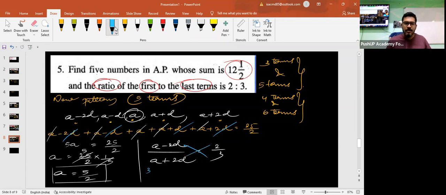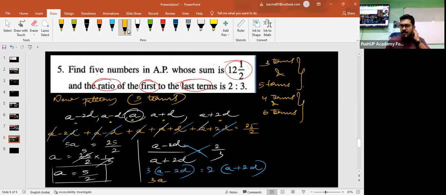So 3 into (a minus 2d) is equal to 2 into (a plus 2d). Let's open the brackets. As I told you, it's very comfortable when you simplify the equation to the maximum level possible. Sean, you can start writing. Understood? Whatever I taught, simplify to the maximum level possible, and only then substitute the values into it.